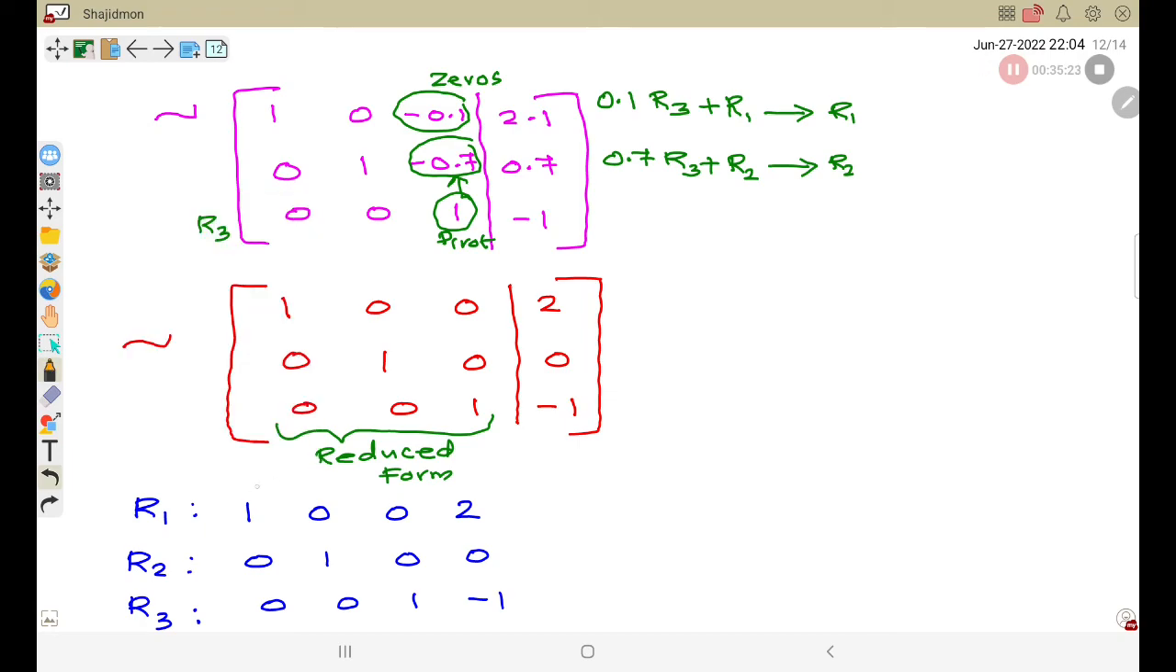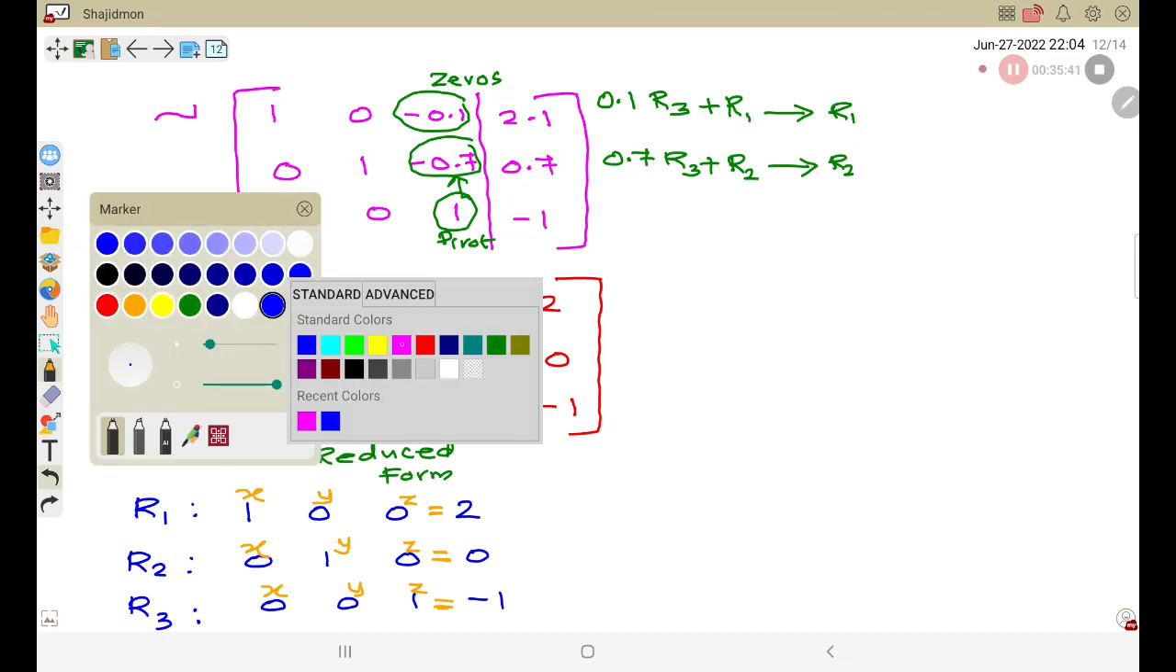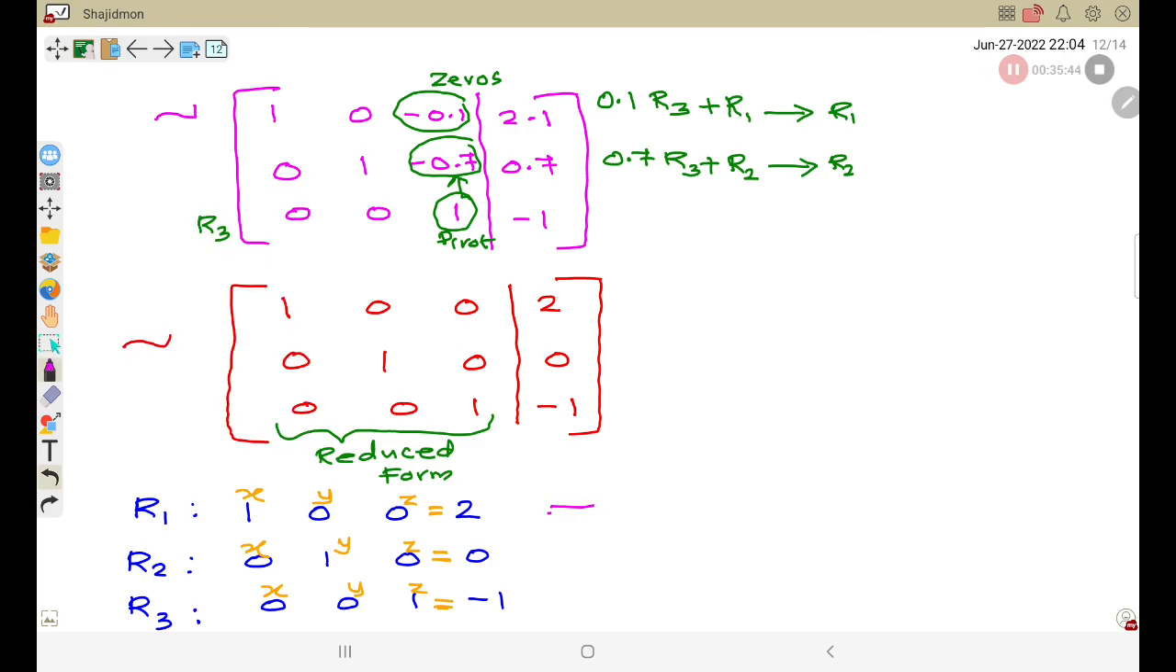So as I told you, first number stands for x. These are all x. Second number stands for y. Third number stands for z. And right side number is equal to. Correct? So from the first equation, what is the solution from the first row? 1 multiply x, x. 0 multiply y, 0. 0 multiply z, 0. So x equal to 2. First, some number we got.